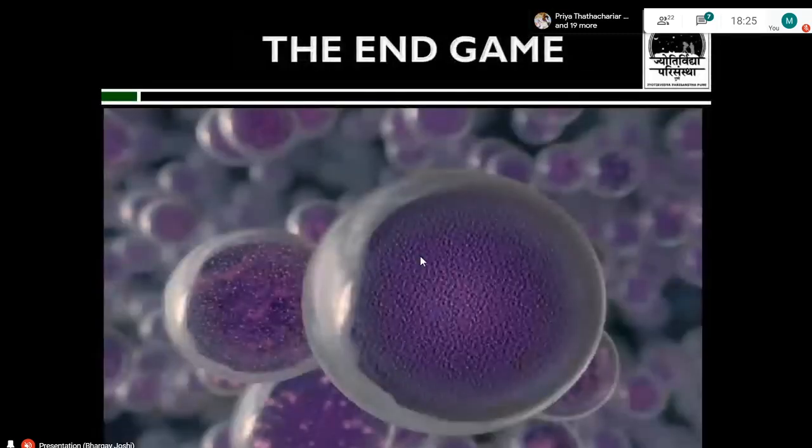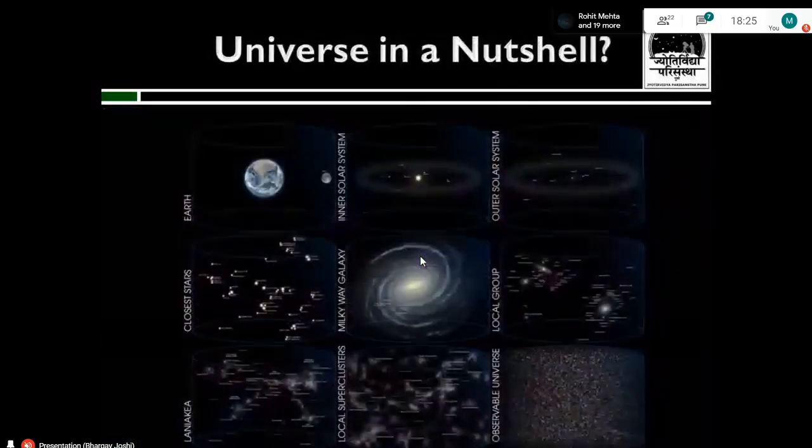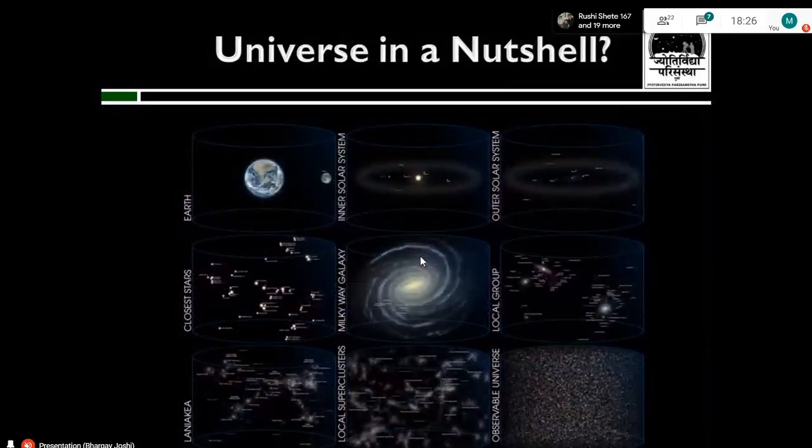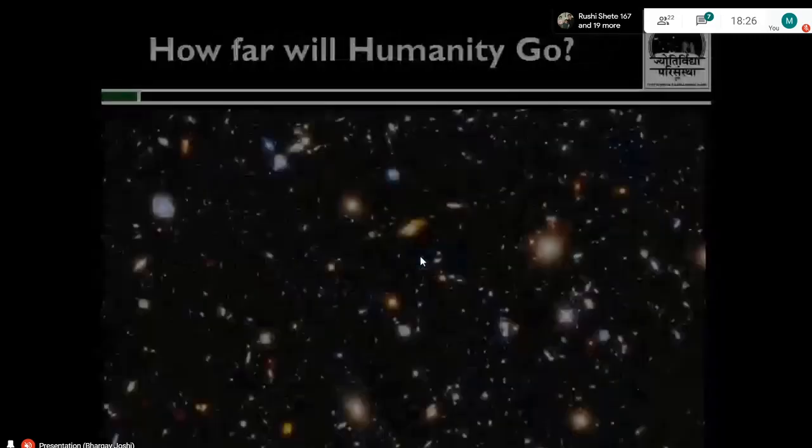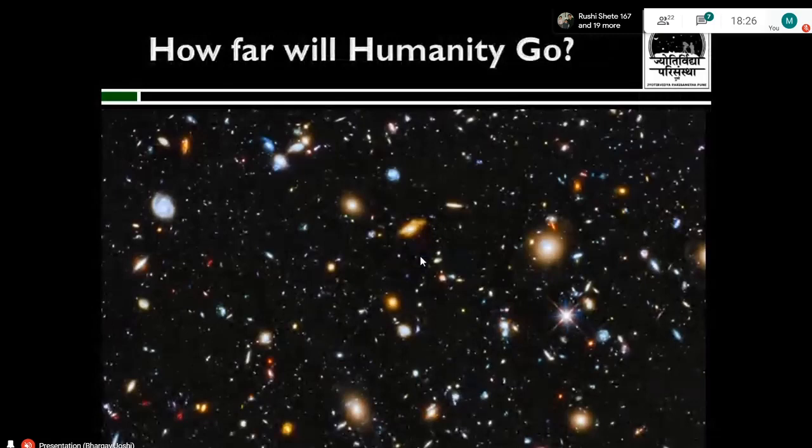Now this is the end game. This is completely theoretical and we are entering the world of science fiction. We have no proof of a multiverse, but there are theories that predict the existence of a multiverse, but it is not proved yet. So this is like a universe in a nutshell. You can see a diagrammatic representation. So the thing is, how far will humanity go?